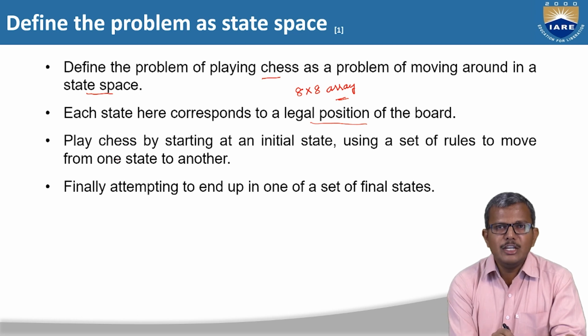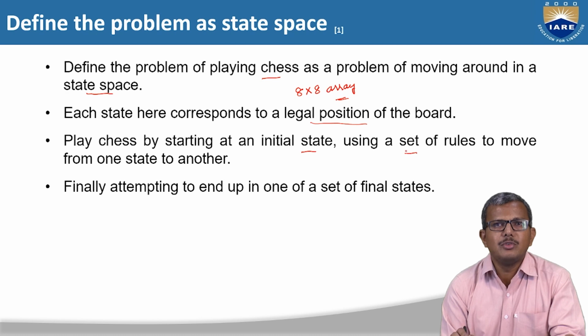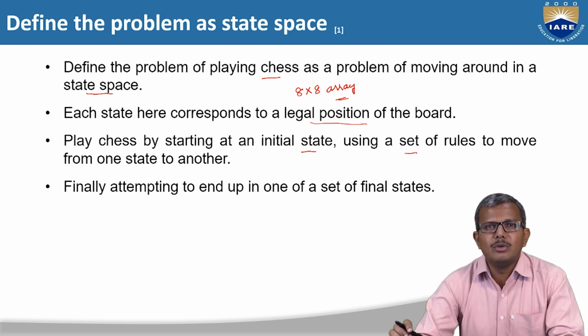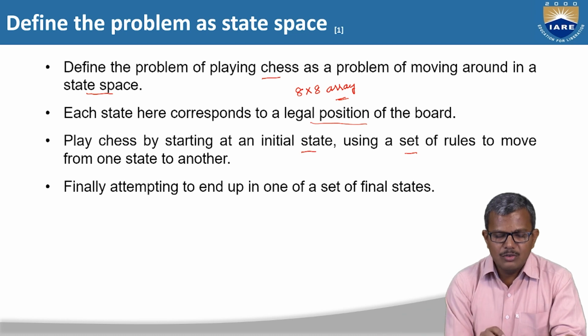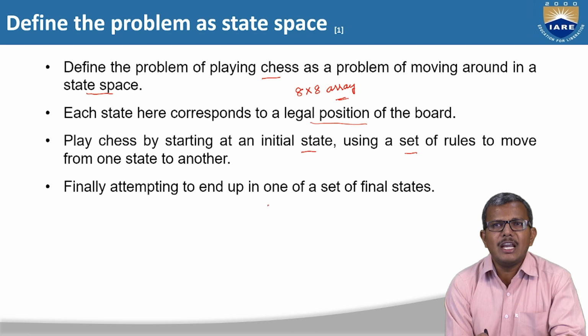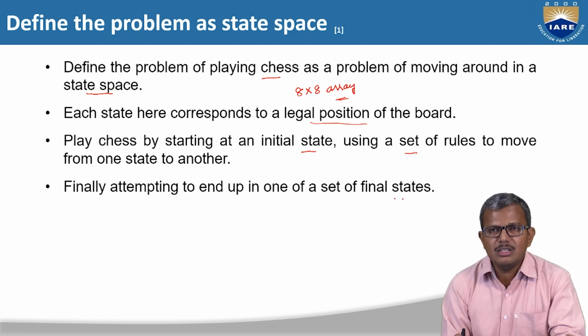Next, we need to play chess by starting at the initial state and applying a set of rules to move from one state to another. When we select the appropriate rule, which is suitable to that particular state, its application will move us towards the goal state. Finally, applying such appropriate rules will end up in one of the states, which is the final state.